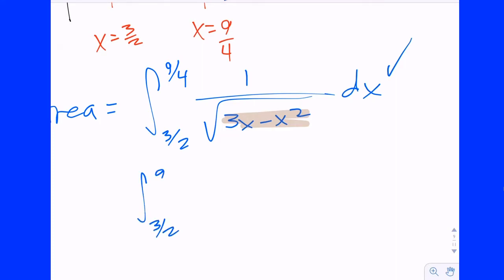Inverse trig. It can't be arctangent because it has a radical, right? Does it even look like it's close to an inverse trig? It has to either be like number minus function or function minus number. Number squared minus function squared, or function squared minus number squared.